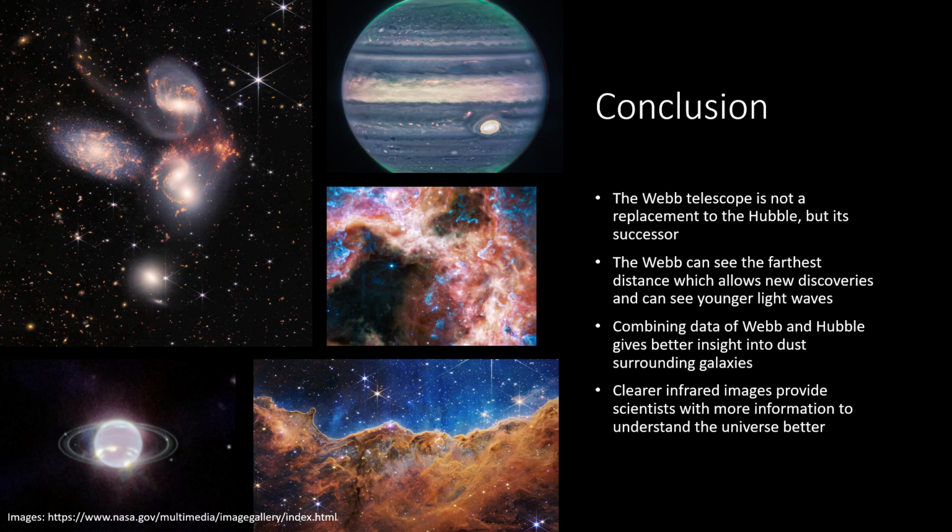Clear infrared images provide scientists more information to understand the universe better, and that's not just limited to galaxies and nebula far away. It's also including planets around our solar system as well. And that's something that can also be helpful, where it can go far and it also can get in really good detail close to us, relatively speaking.